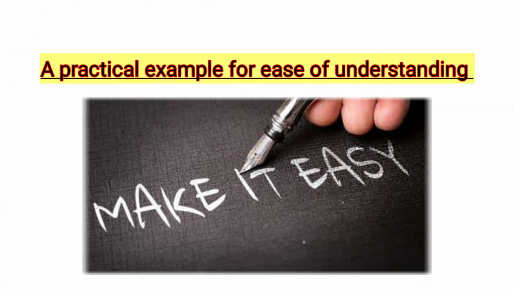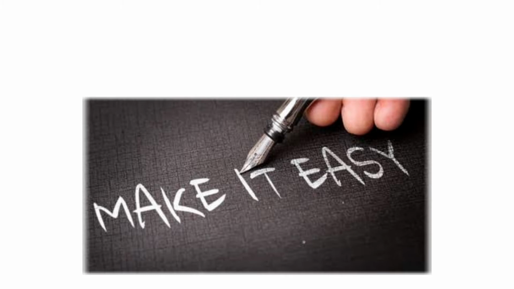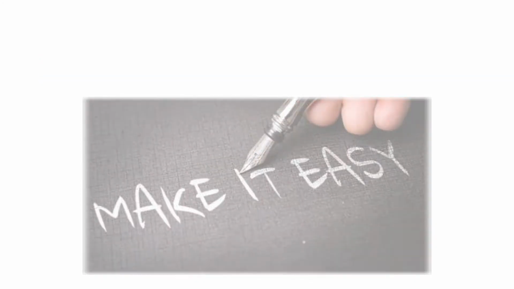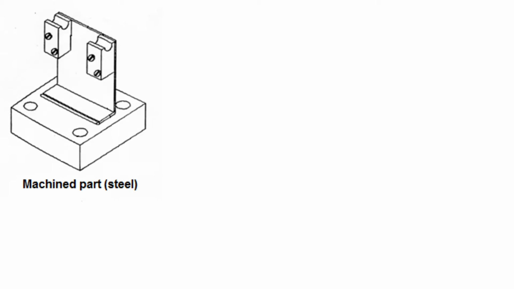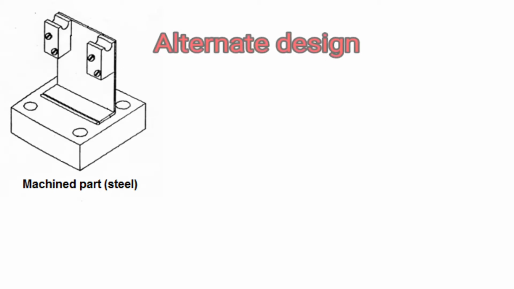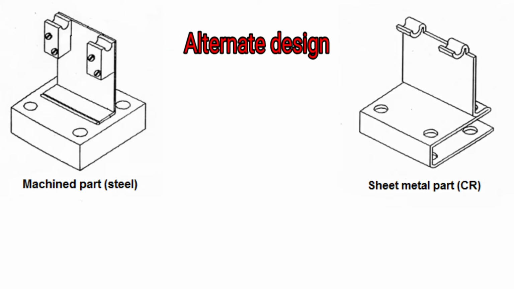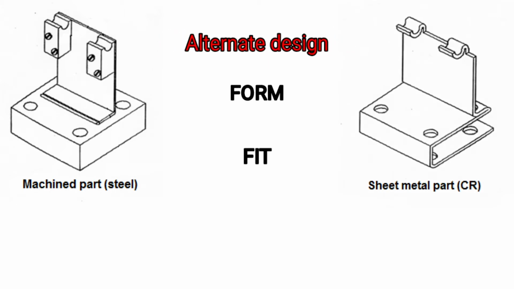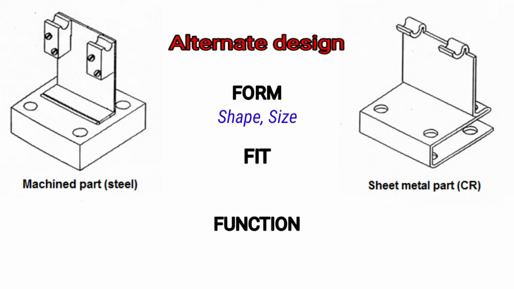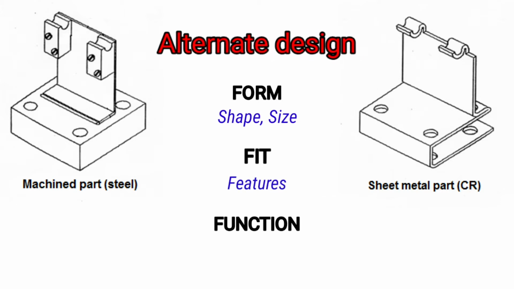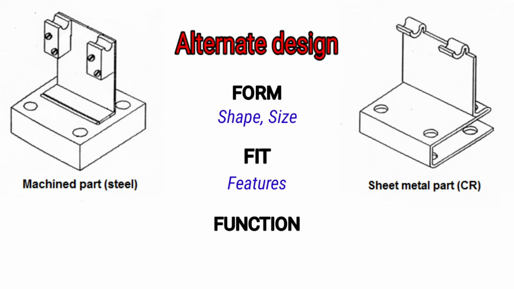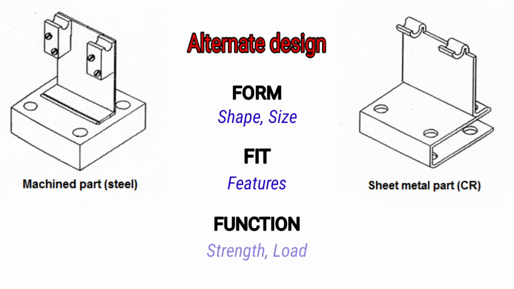I would like to explain the topic using practical example for better understanding. So let's consider a part made from machined blocks and an alternate design made from thin sheet metal. Alternate design means having similar form, fit and function. Form means having similar size and shape. Fit means having same features for mounting and assembly, and function means having comparable load carrying capacity or strength.